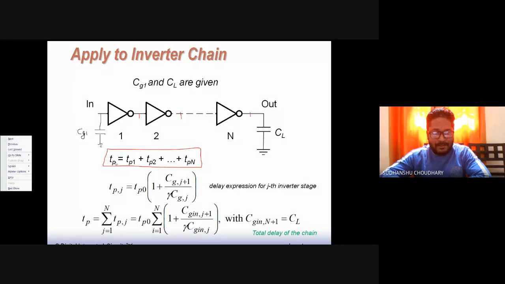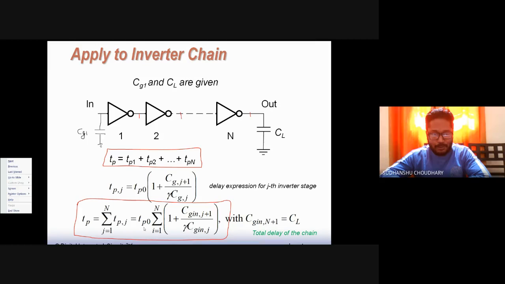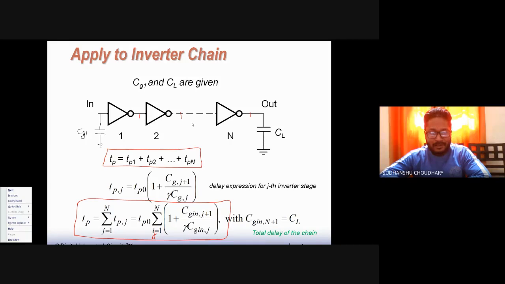If you apply this, that is TP is TP1 plus TP2 and so on. So my delay equation can be modified to include the contribution of each stage. So now this TP becomes equal to TP naught times the summation, this is J, not I, so I'll write J, J is 1 to N, of 1 plus CG in J plus 1 by gamma CG in J. Now we will apply this to this chain of inverters. This can be arrived at by looking at this one, with CG in n plus 1 equal to CL. CG in n plus 1 means, so n is over here.